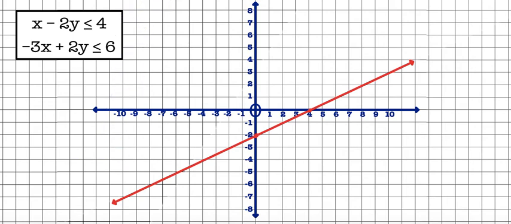And now we're going to test our coordinate. We're going to use 0, 0. So we have x minus 2y is less than or equal to 4. And if we do substitute 0, 0, we get 0 minus 2 times 0 is less than or equal to 4. And we end up with 0 is less than or equal to 4, which makes this true, so we're going to shade the side with 0, 0.